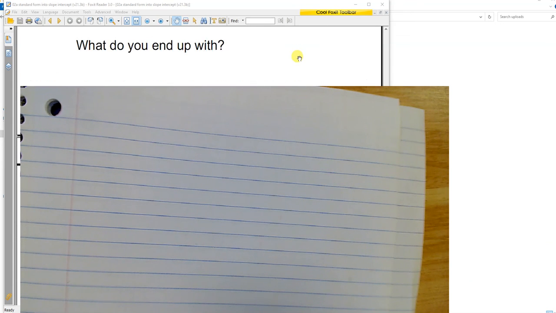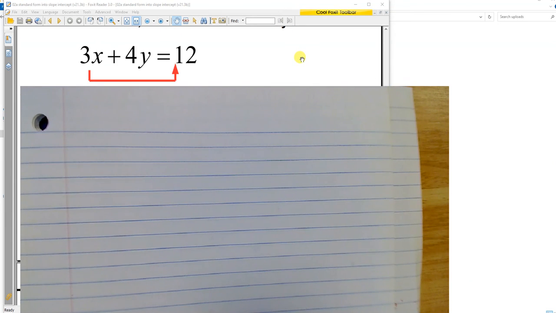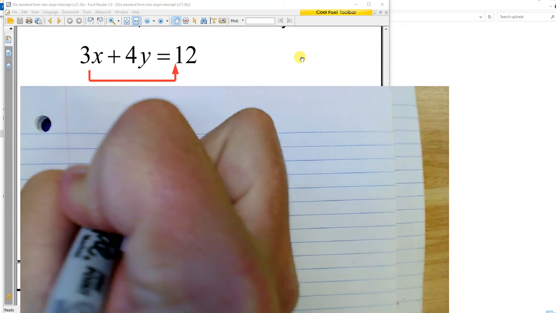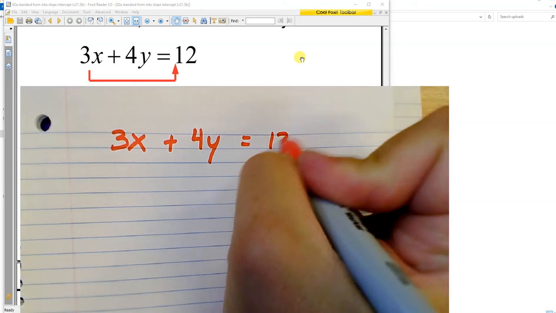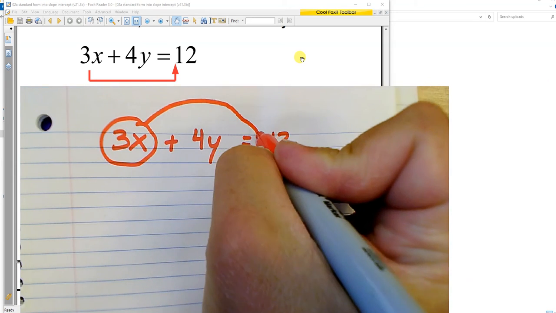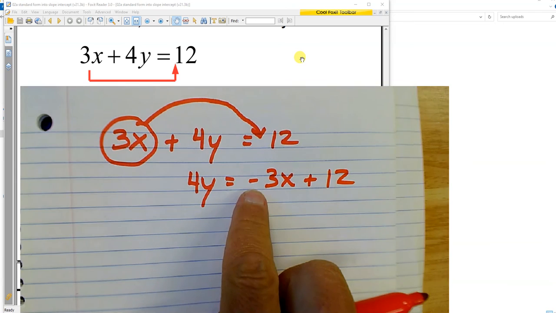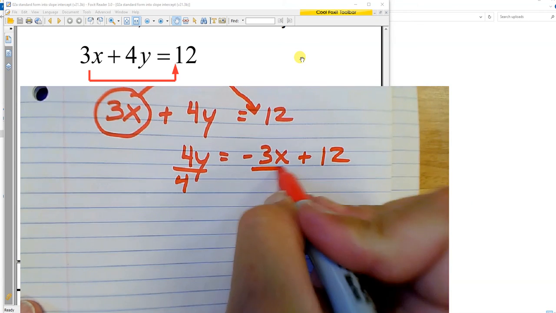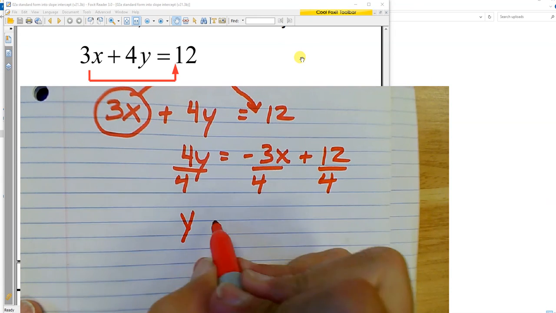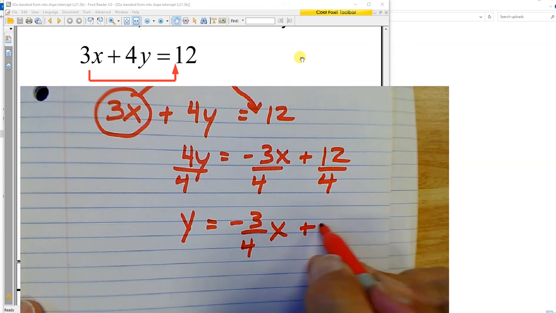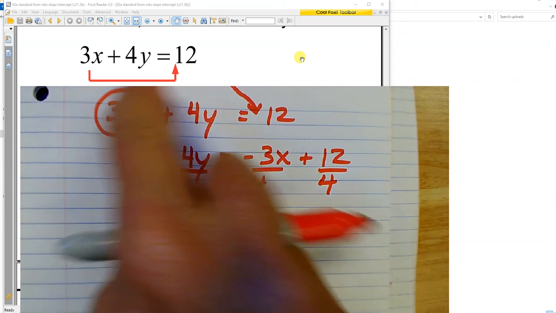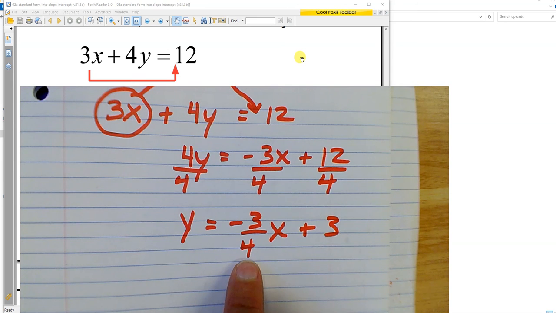So we're going to do this one in the notes: 3x plus 4y. Ready? Here's the move the x. Move the x. Change the sign. Divide by the 4. Simplify. There's the simplification. Move the x, change the sign, divide by the y, simplify. Move the x, divide by the y. It's not hard, so give it a try. Then you have to simplify.